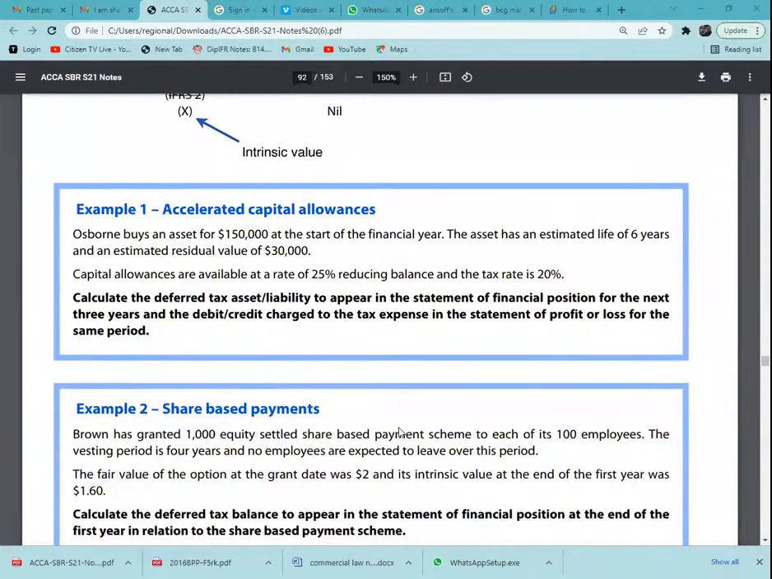But before we go to that, in our class the day before yesterday, I taught you this: carrying value vis-a-vis tax base of an asset. Is there anyone who can do it, or can we not?